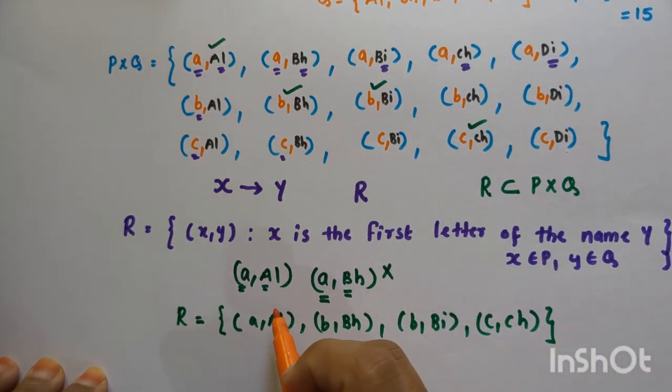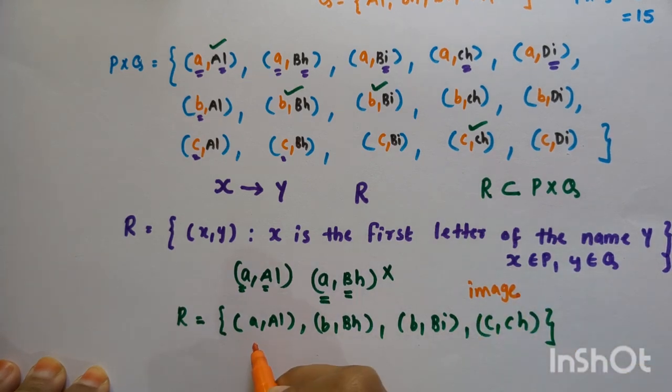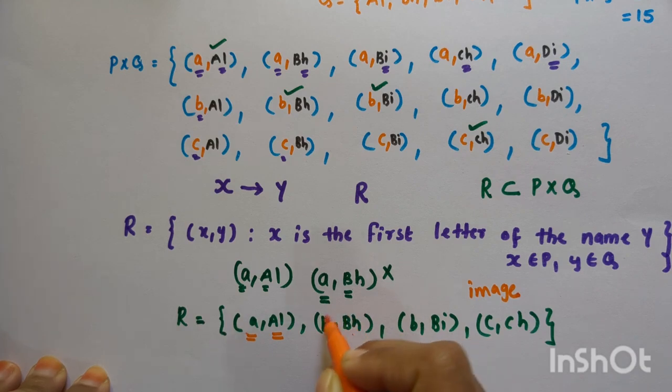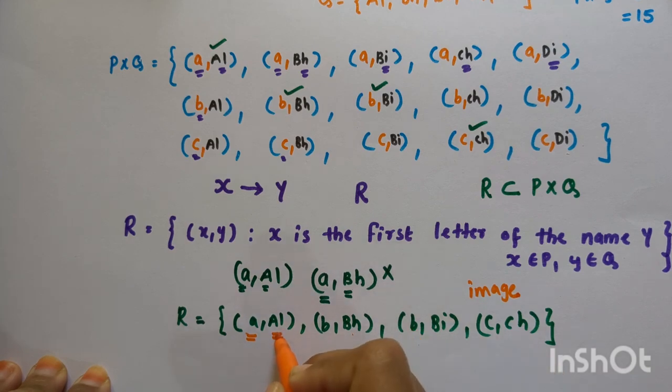And here you see, the second element is actually called the image of the first element. The second element Ali is the image of A. Banu is the image of B. Binoy is also the image of B. So the second element is called the image of the first element.